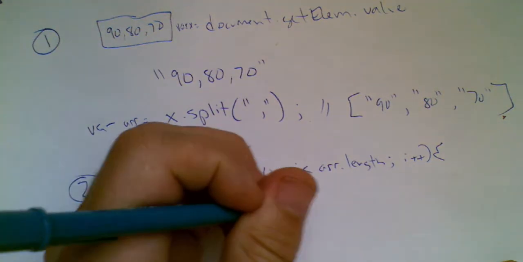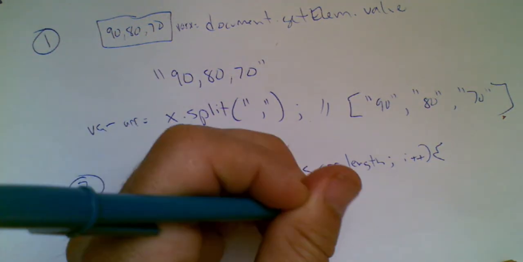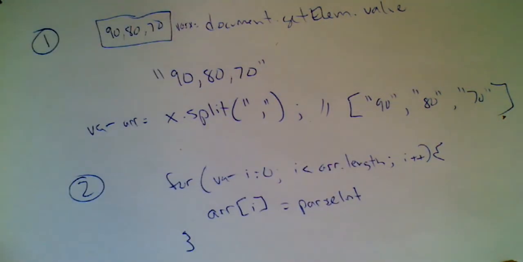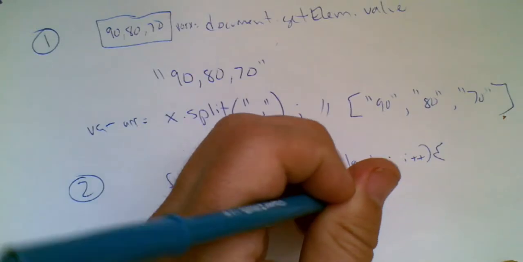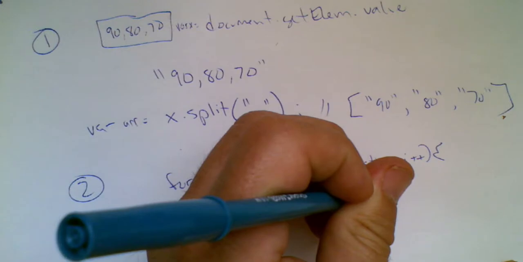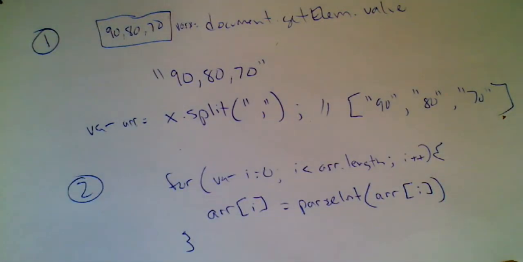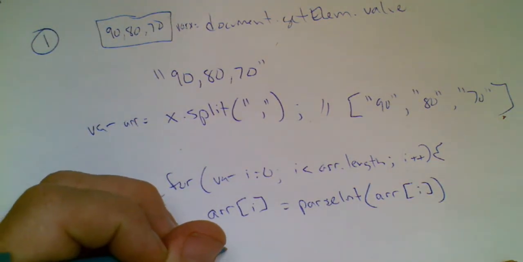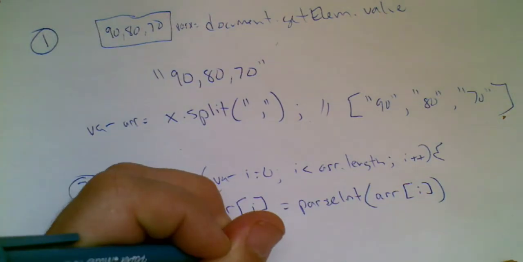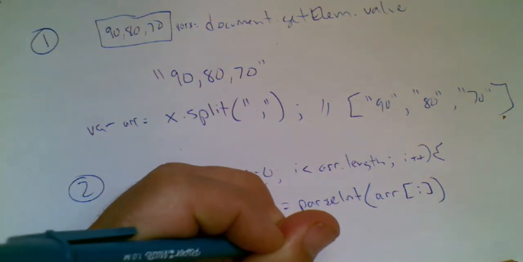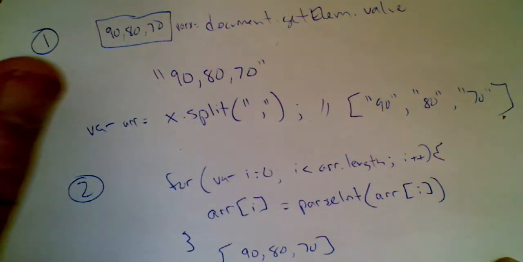equals, and there's a special method called parseInt, which will convert a number, assuming it's an integer, a whole number, which is what we're working with here. It'll change a whole number string into a number. So let's pass it our string, which is array of i. Okay, and that's going to leave us with an array of numbers. All right, we are well on our way.